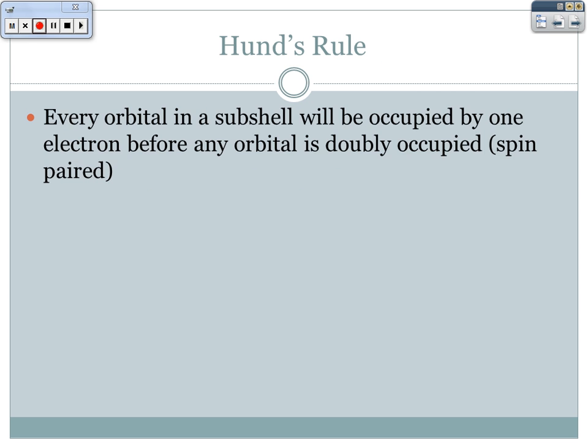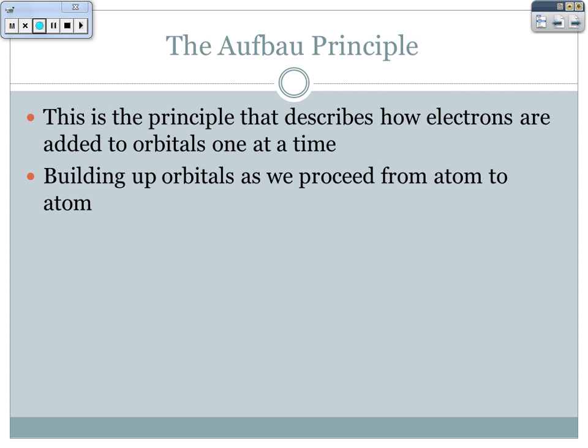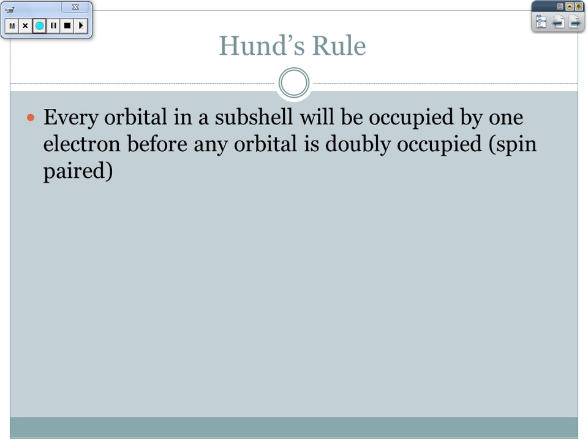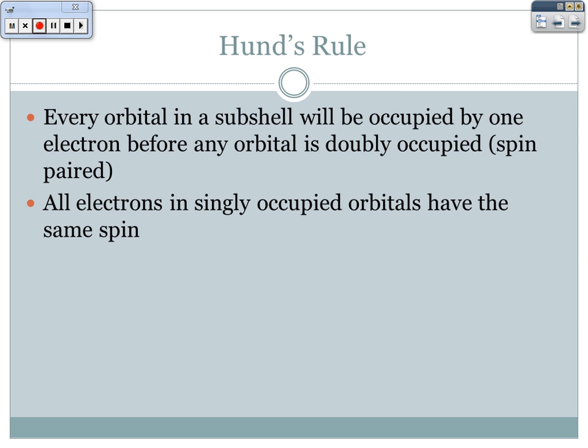The next rule, you can go back if you want to and pause on the Aufbau Principle, but the next rule is Hund's rule, and this states that every orbital in a subshell will be occupied by 1 electron before any orbital is doubly occupied, meaning spin paired. So if you're trying to add electrons to a p subshell, for example, where there are 3 different orbitals, you can't put 2 electrons in the same orbital before you've filled up the other orbitals with 1 electron each. All electrons in singly occupied orbitals have the same spin, and then you spin pair them. You can pause and write that down if you'd like.